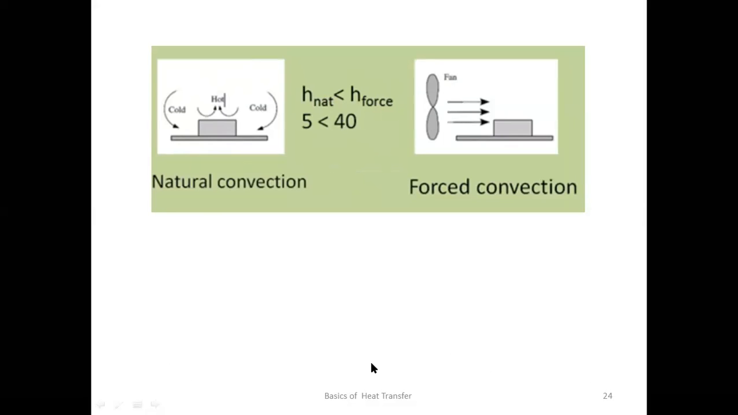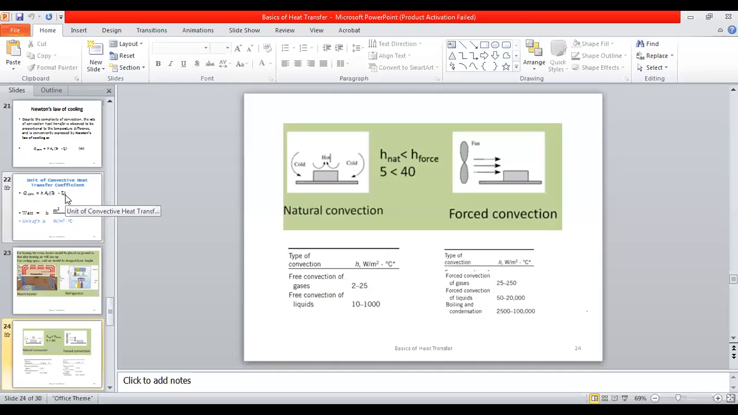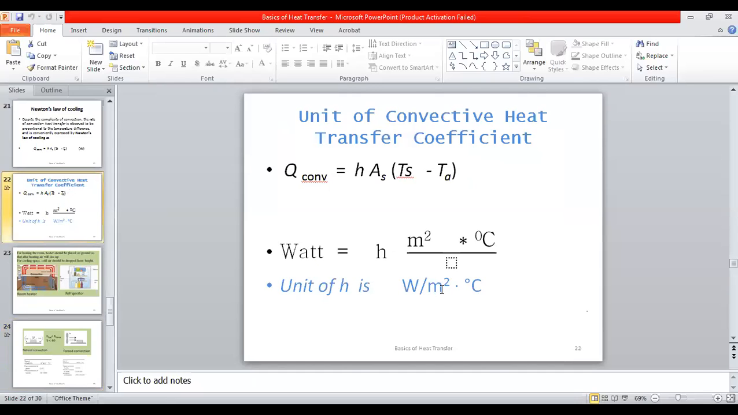Can you read that? H for natural convection is 5 and H for forced convection is 40. Okay, 5 watt per meter square Kelvin. In thermal conductivity, its unit is watt per meter. See, what is the unit? Watt per meter square degree centigrade.